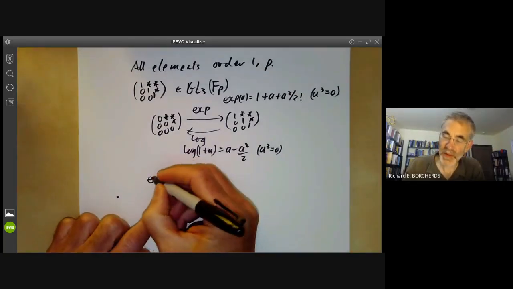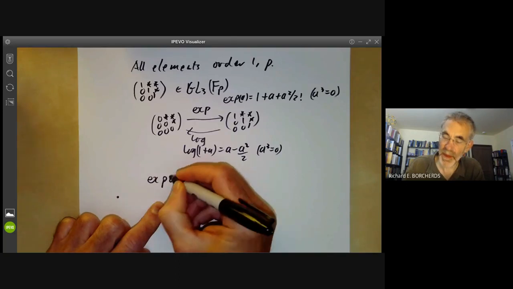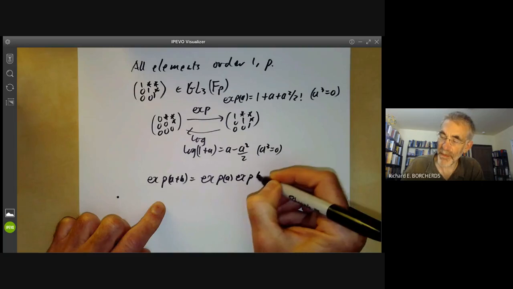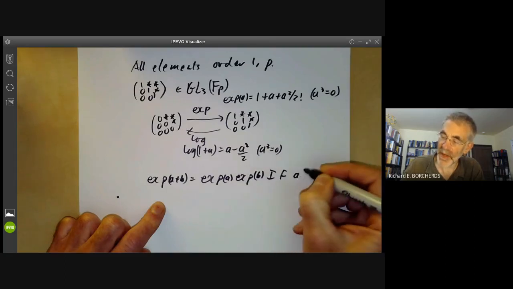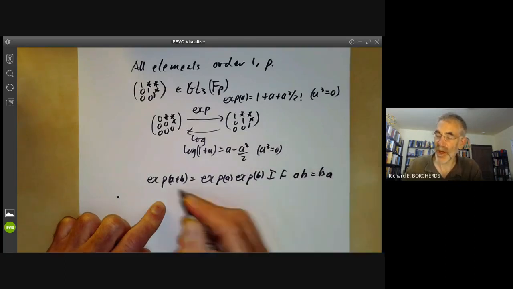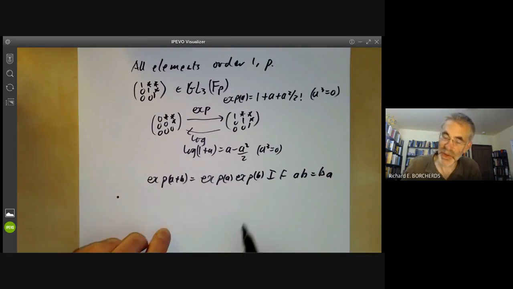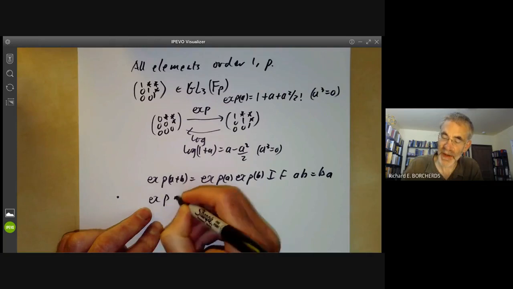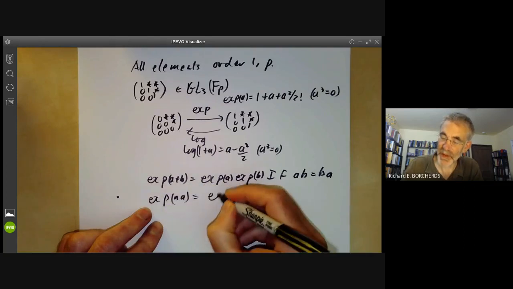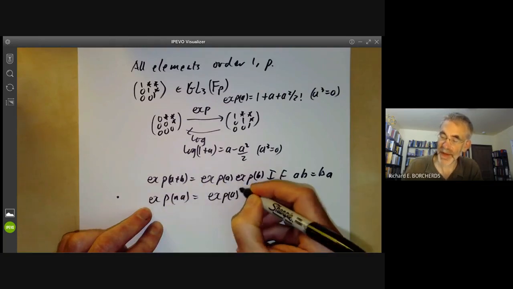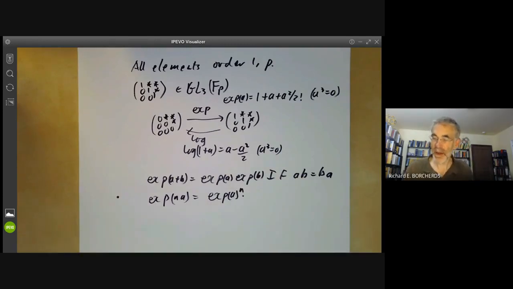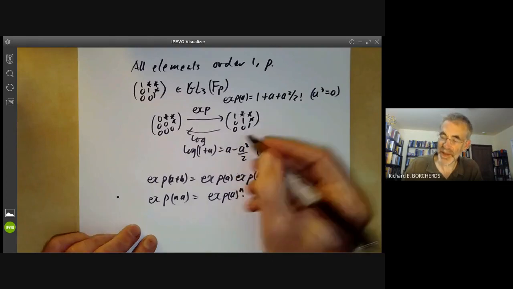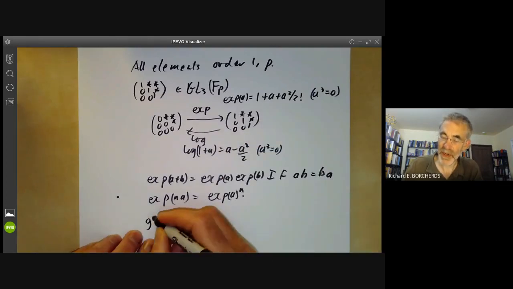And exp of A plus B is equal to exp of A times exp of B if AB equals BA. In general, this doesn't hold, but it's at least true if A and B commute. So in particular, exp of NA is equal to exp of A to the power of N.